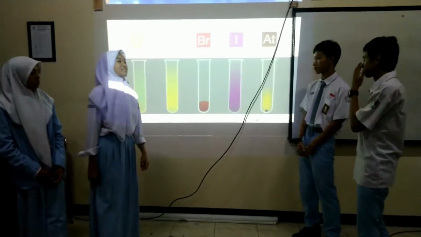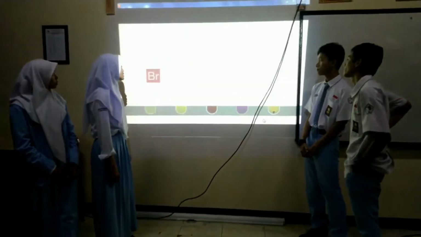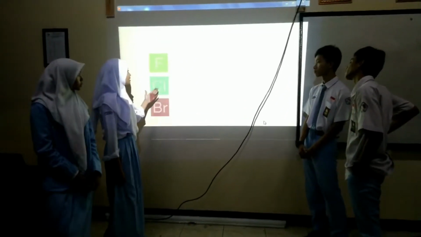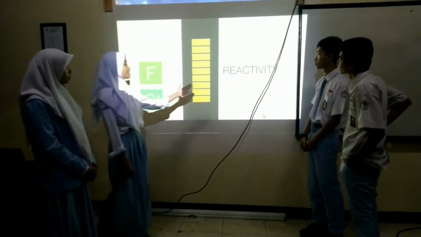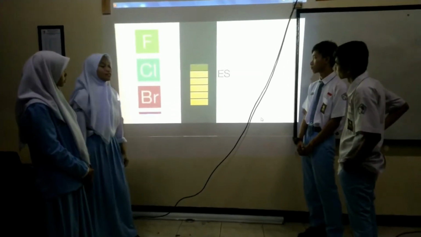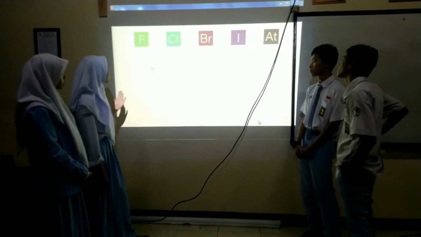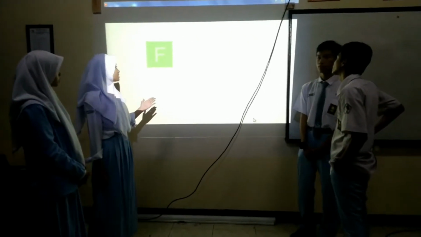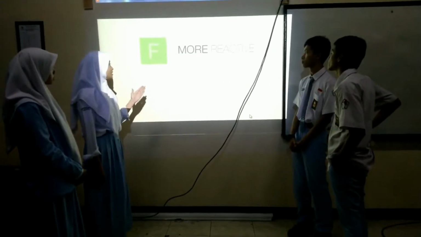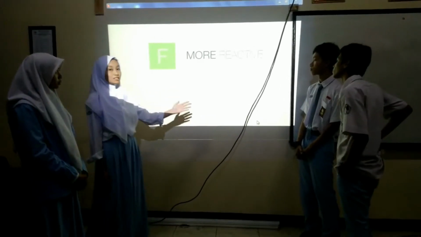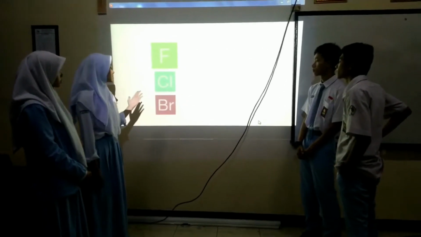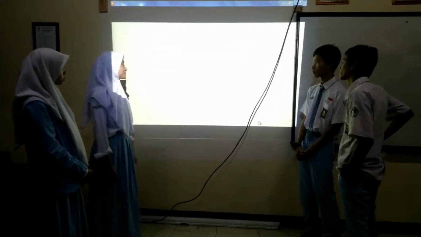Moving down the group, the reactivity of the halogens decreases, so a selected halogen is always more reactive than the halogens below it. A more reactive halogen will always displace a less reactive halogen in a compound.